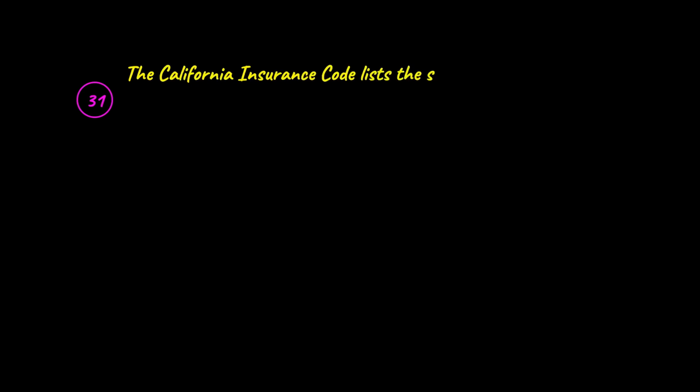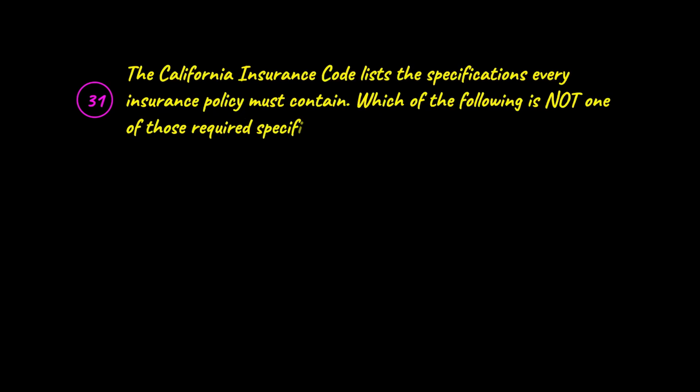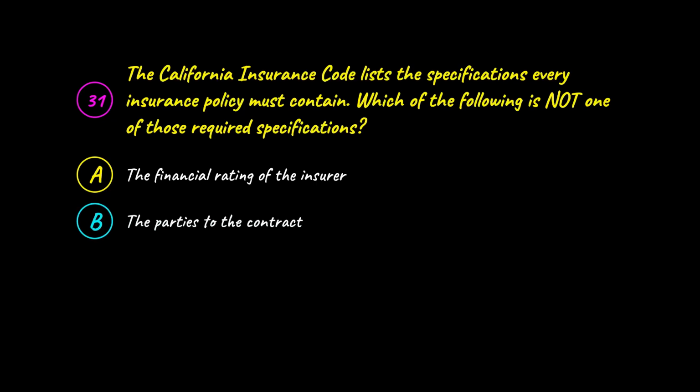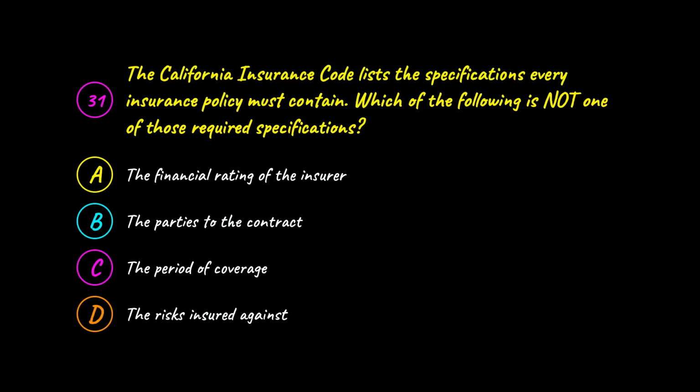Question 31. The California Insurance Code lists the specifications every insurance policy must contain. Which of the following is not one of those required specifications? Your options are A. The financial rating of the insurer, B. The parties to the contract, C. The period of coverage, D. The risks insured against. Don't overthink it. Which one feels right?